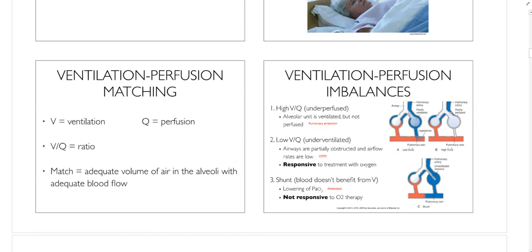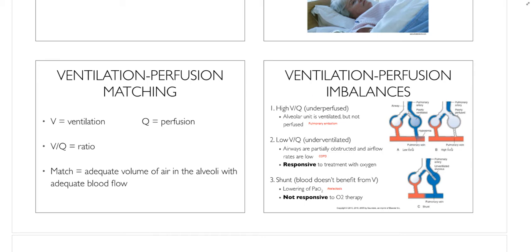So for ventilation perfusion matching, this is something that you're going to see a bit. V is going to stand for ventilation. For whatever reason, they chose Q to represent perfusion, and we get a ratio of these two, which equals V/Q. We want them to match. That means we have both an adequate volume of air in the alveoli, and we have enough blood flow to balance out the need for oxygen and to get rid of CO2.